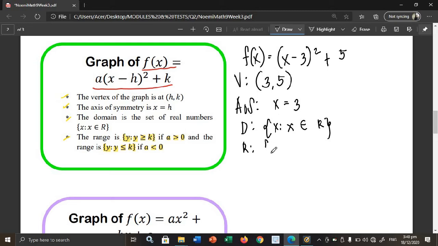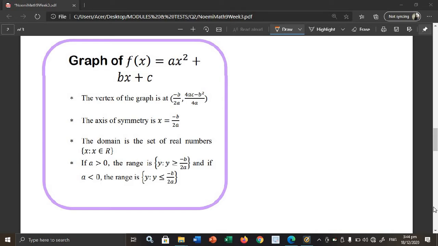Therefore, your range is y is the set of all real numbers such that y is greater than or equal to the value of your k, which is 5. So y is the set of all real numbers such that y is greater than or equal to 5. And then the direction of the parabola: your a is positive, therefore the direction of the parabola is upwards.